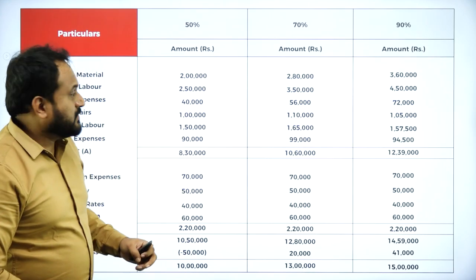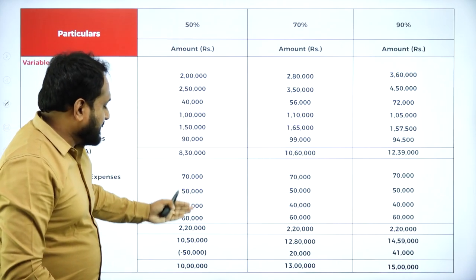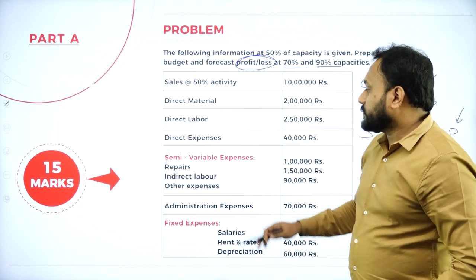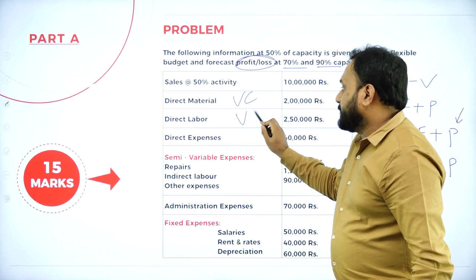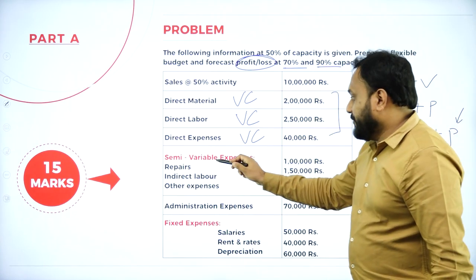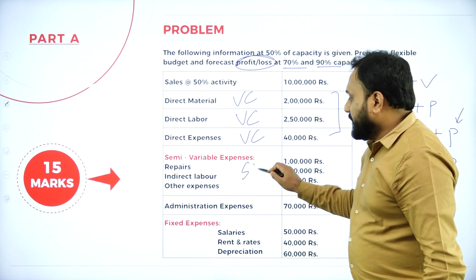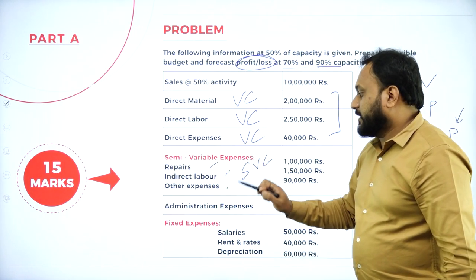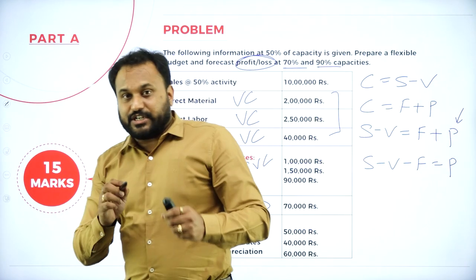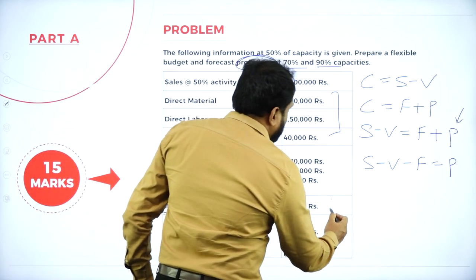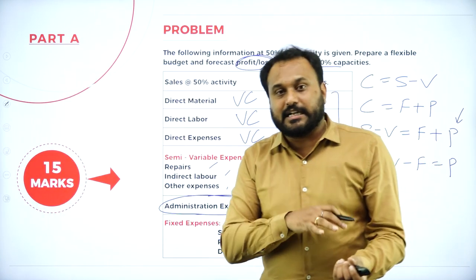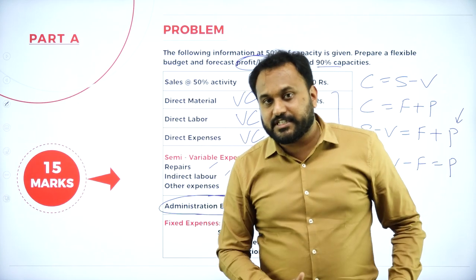So when we go with this, for 50%, whatever it is, write the same. First I'll take variable costs. Understand, direct material, variable cost. Direct labor, variable cost. Direct expenses, variable cost. I have written all the variable costs. Next is semi-variable cost, which they have given: repair, indirect labor, other expenses. Administration expenses are always fixed cost. Only when they say it is a semi-variable or semi-fixed cost are we supposed to take it in the semi-variable or semi-fixed category.